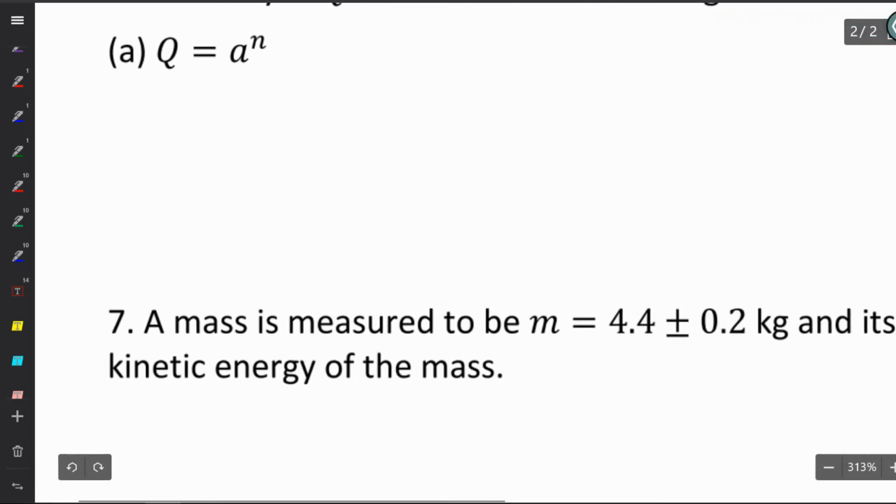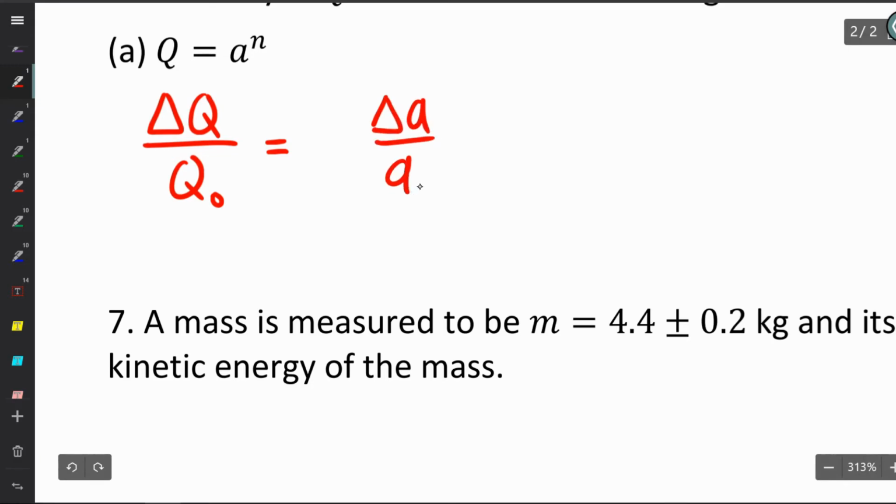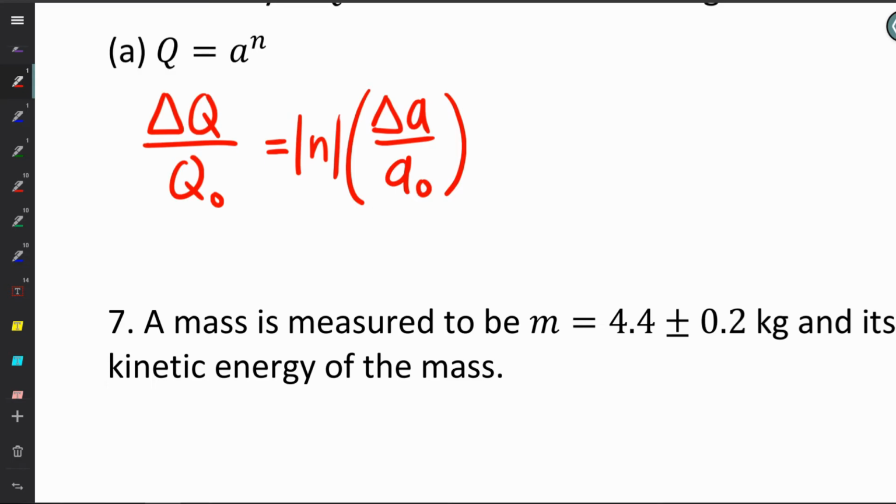So if we have Q equals A to the nth power, what we can say is that the fractional error in Q is going to be equal to the fractional uncertainty in A multiplied by the absolute value of the power. And so the rule looks like that.